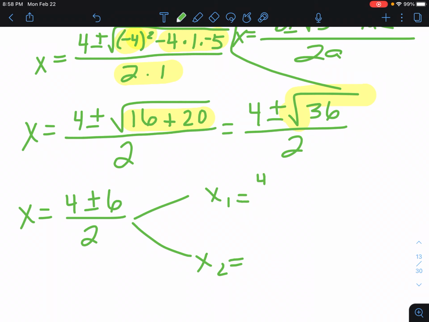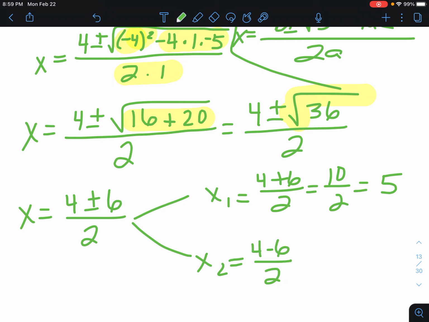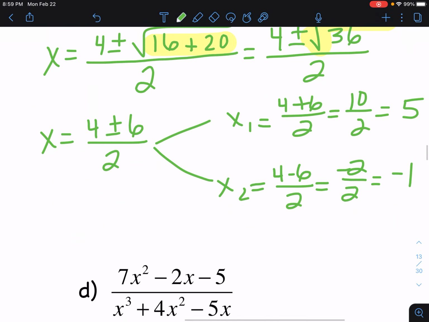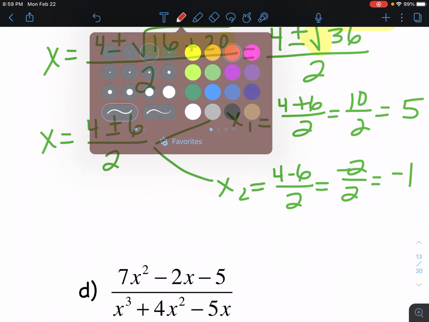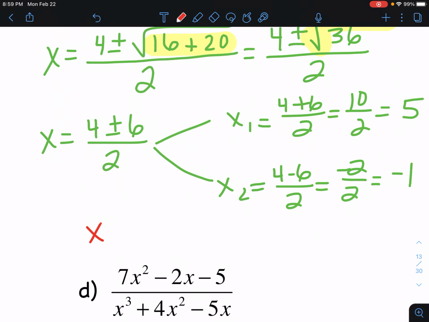So the first one, 4 plus 6 divided by 2, is 10 divided by 2, which is 5. And the second one, 4 minus 6 divided by 2, is negative 2 divided by 2, which is negative 1. So to say what my domain is, I would say x cannot be equal to 5 nor negative 1.